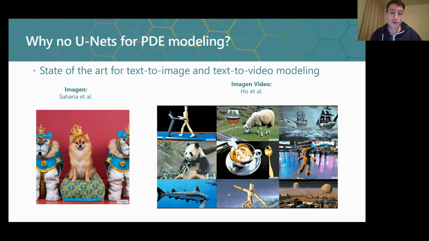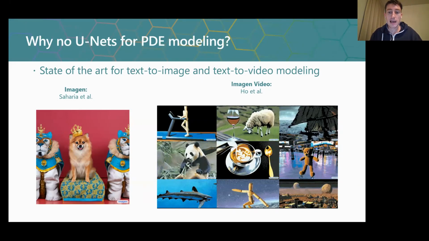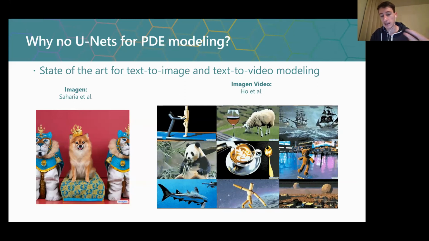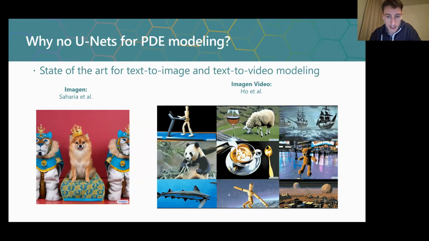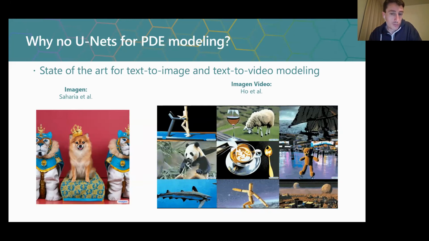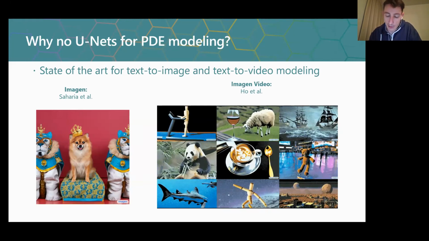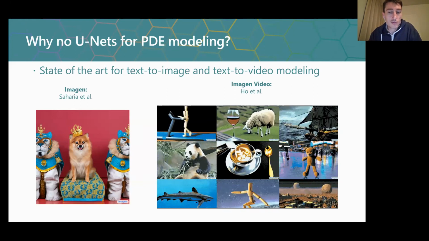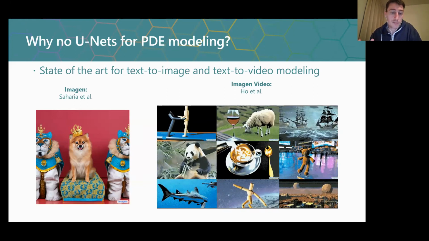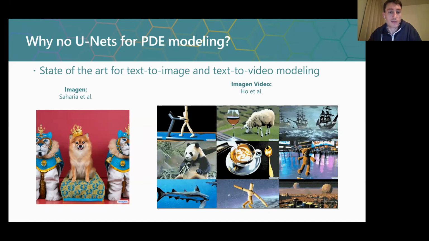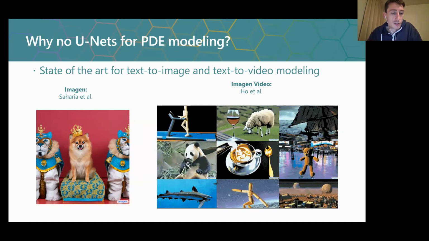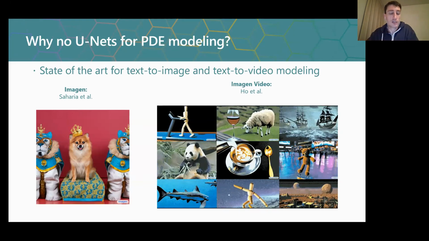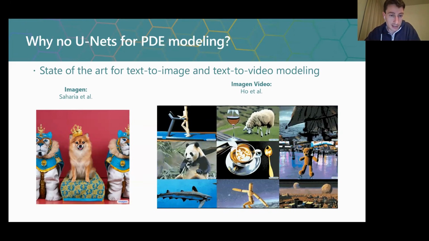But these diffusion models are very much based on UNets and on the conditioning, so on the conditioning of the text prompt, which you basically insert into these UNets. And then the question is, of course, why don't you use UNets for PDE modeling? Because the way these diffusion models work is really by mapping from one step to another step, conditioned on something else. That sounds very much like what you do in a PDE, right? You map from one state to another state, conditioned on some parameters.